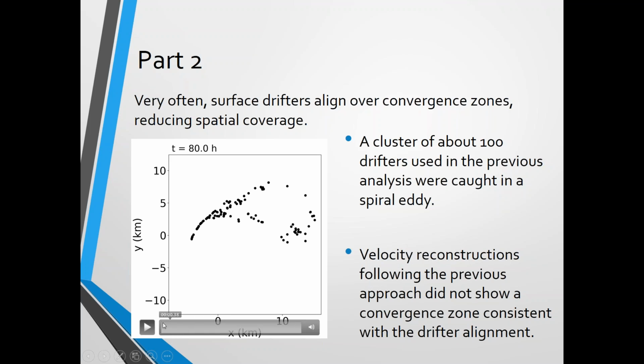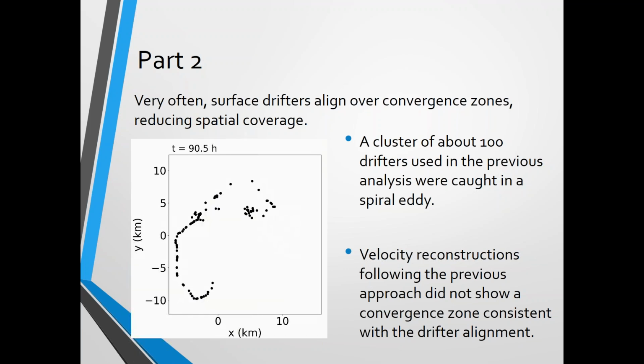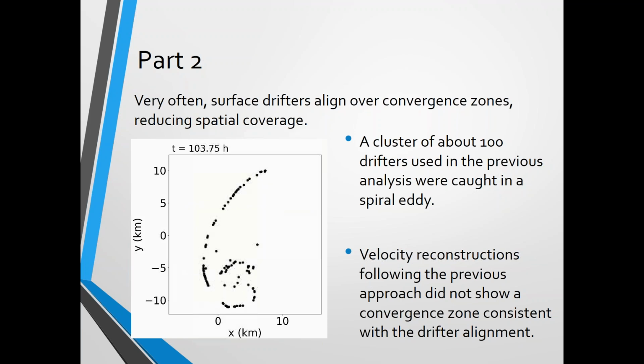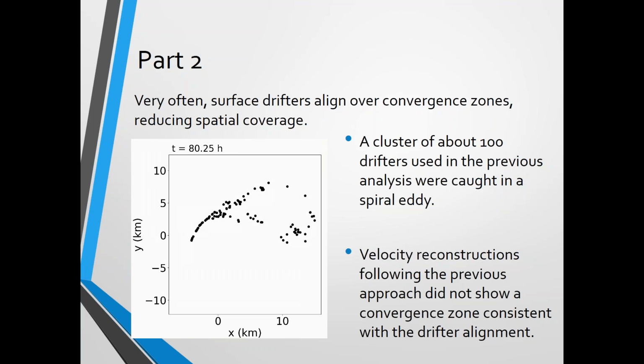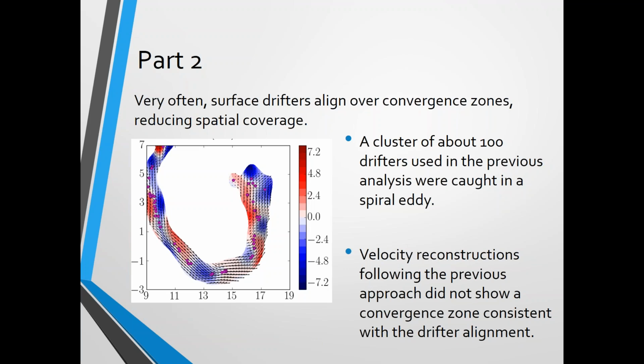And you can show here what happened. This is a subset of about 100 drifters from the ones I used in the previous analysis. So this is several days that this cluster got separated. And once I tried to apply that same methodology directly on these observations, the results are not good. I would expect the line of drifters to be over a convergence line, and this didn't happen. And these features here are not consistent with what we are seeing.